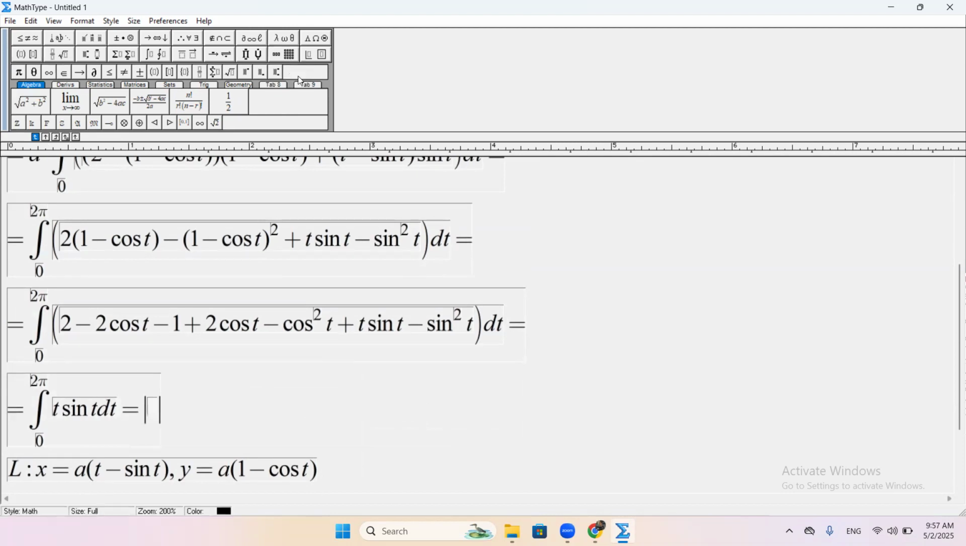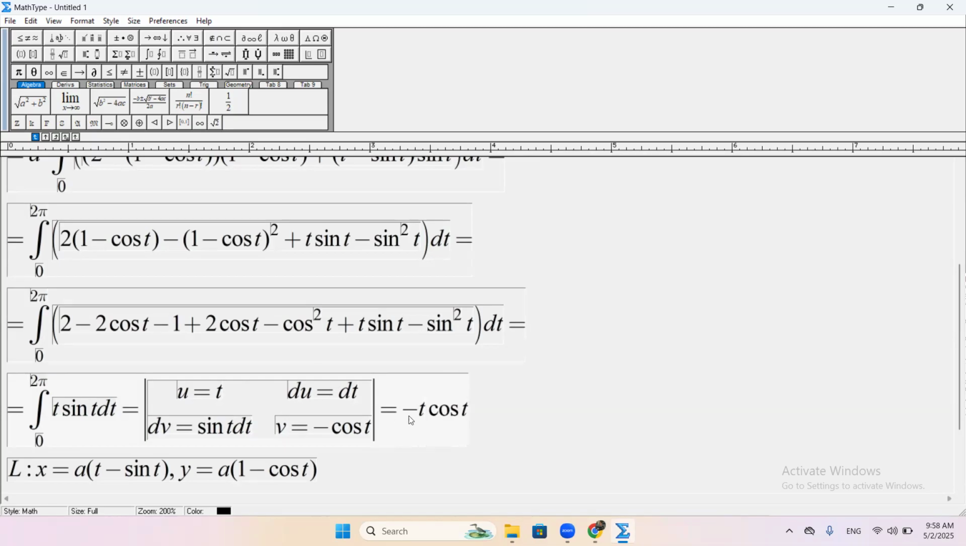So let's remember this formula. So u equals t, then du equals dt, dv equals sine of t dt, and v equals minus cosine of t. So we have minus t cosine of t with the substitutions from 0 to 2pi.